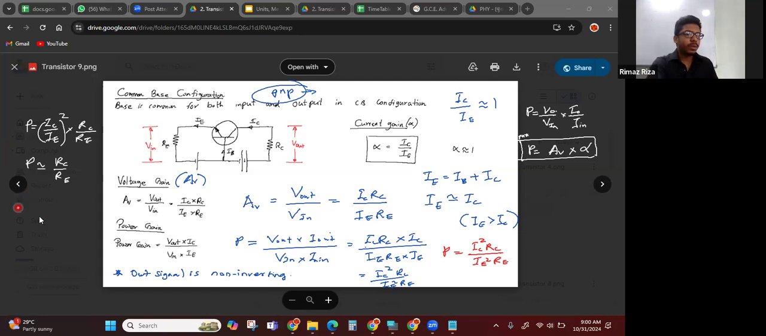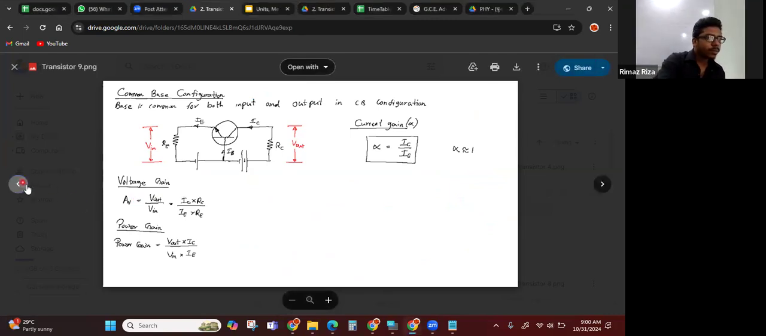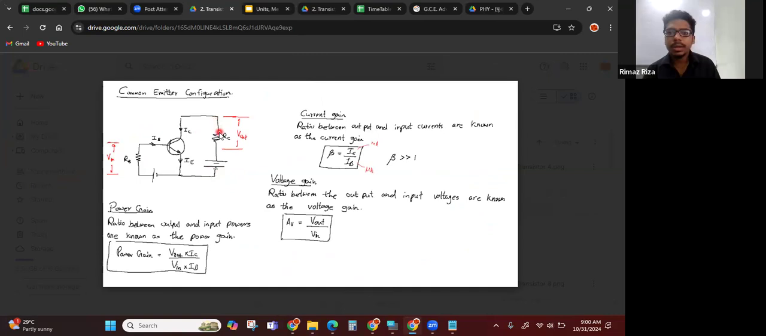Okay, so let's move on to the next part. Let's do the common emitter configuration. So write down the topic: common emitter configuration.